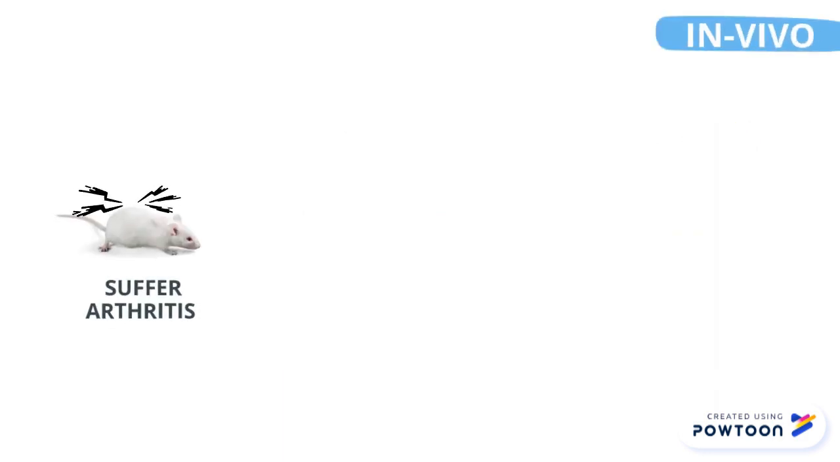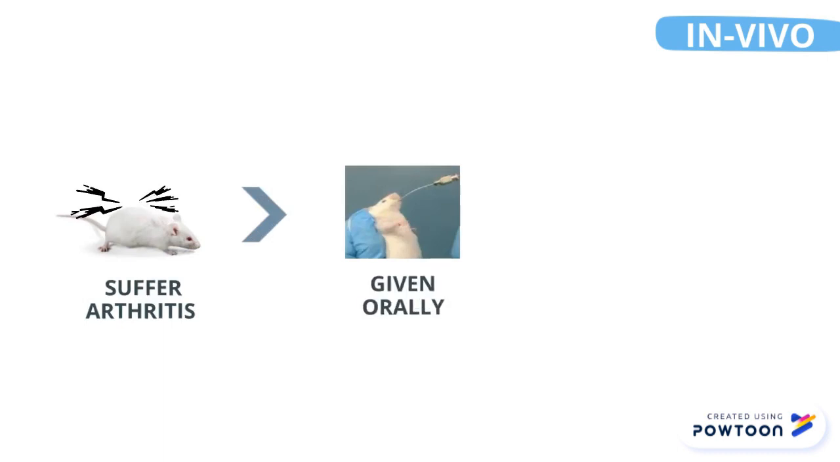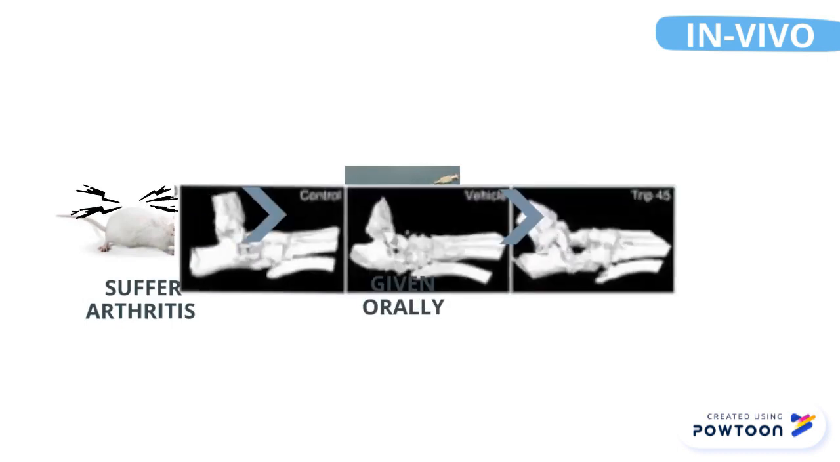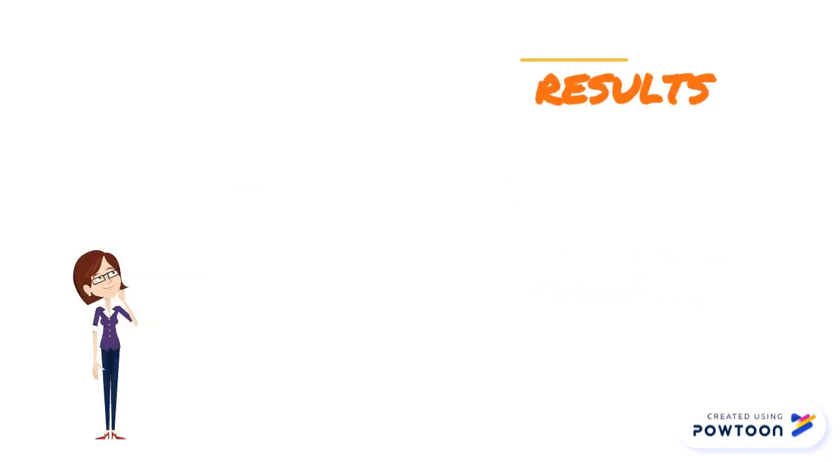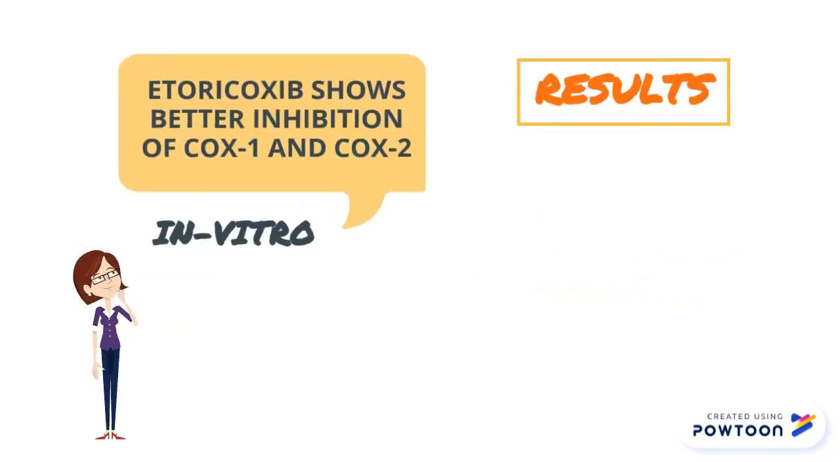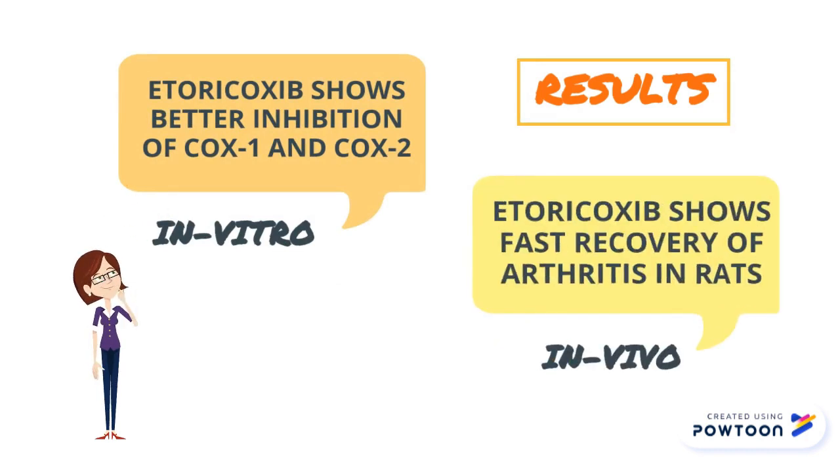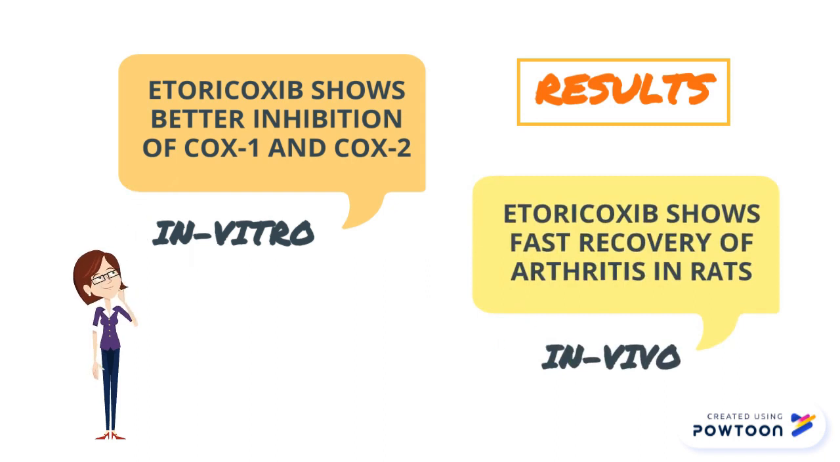For the in vivo test, a rat that suffers from arthritis will be used in the lab. The rat will be given Arcoxia orally. X-rays of the affected area will be observed after 21 days. As the result from both tests, in vitro, the drug Etoricoxib shows better inhibition of COX-1 and COX-2 in human blood, and in vivo, the drug shows fast recovery of arthritis in rats.